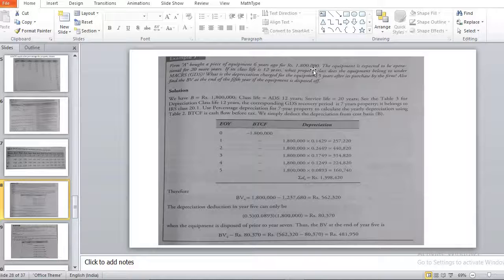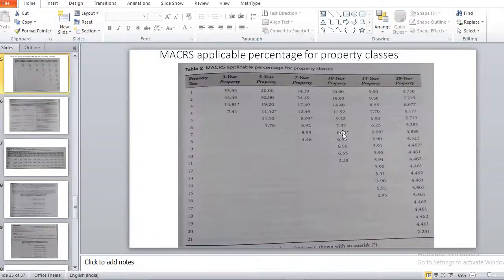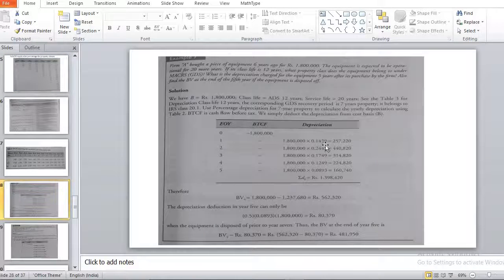This value is given as 18 lakh, so it is written as 18 lakh rupees. Now the depreciation amount: as it is purchased, at that time it is zero. After 1 year, with the rate given in table number 2, it is 0.1429. So 14.29% comes as 0.1429 for calculation purposes.